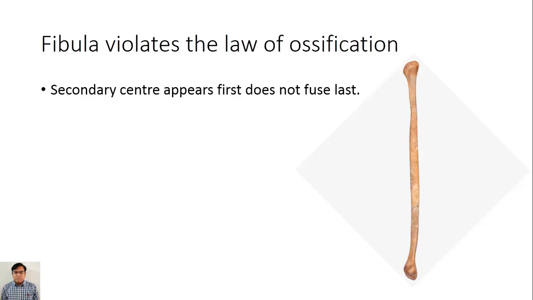This is the fibula, and these are the secondary centers for the upper and lower end. The upper end appears at the age of 4 years and fuses at 17 to 19 years, while the lower end appears at the age of 1 year and fuses at the age of 15 to 17 years. So in case of the lower end, which appears first, fuses first. So it violates the law of ossification.